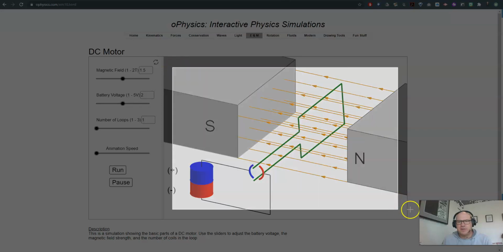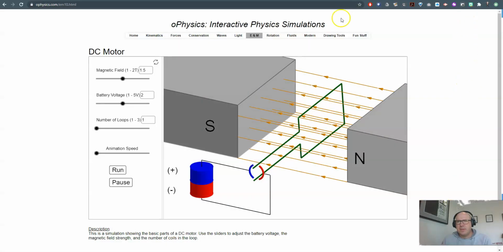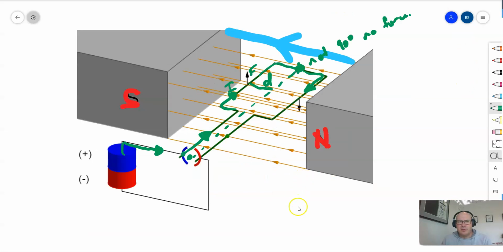So let's just take a screenshot of that. And we'll paste it in here.